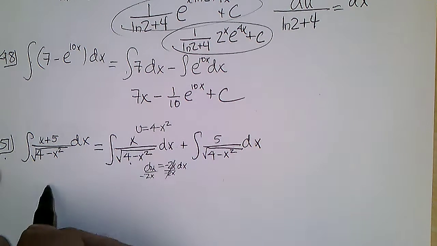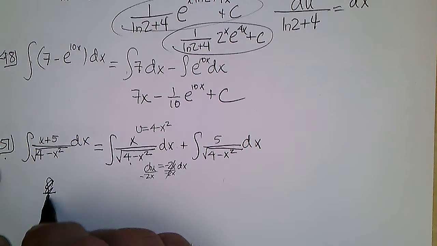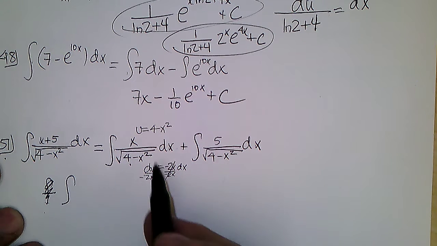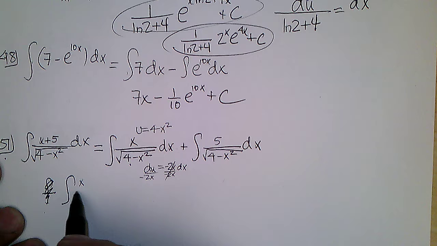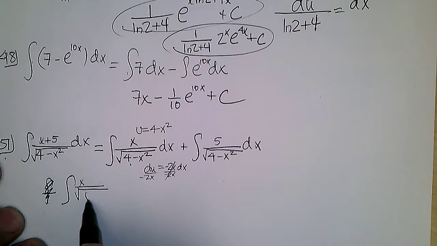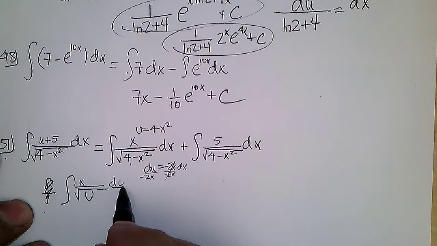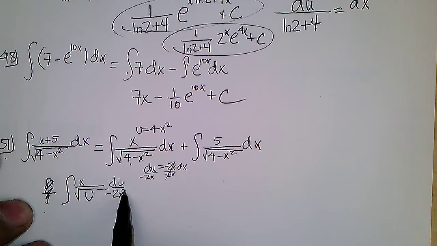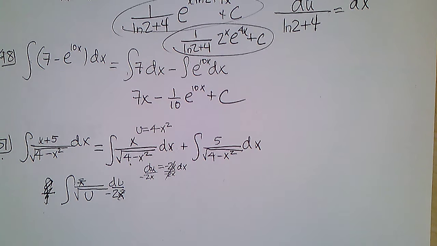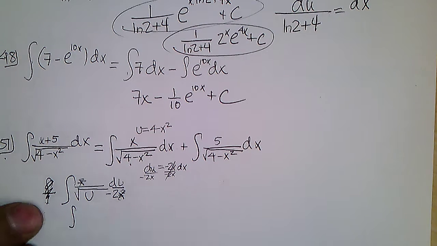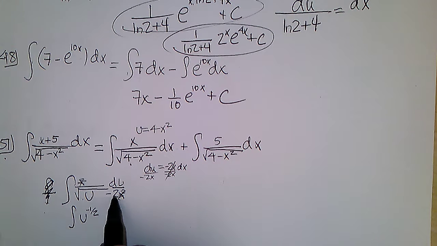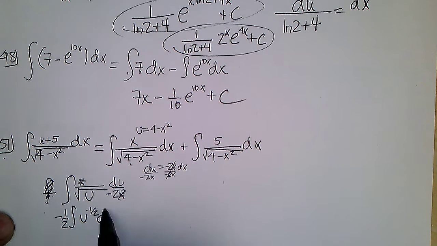So this one becomes the integral of x over the square root of u, and dx is du over minus 2x. The x's cancel. That's why I did that one this way. And so that's going to become the integral of u to the minus 1/2, and the minus 2 comes out as a minus 1/2 out here, du.